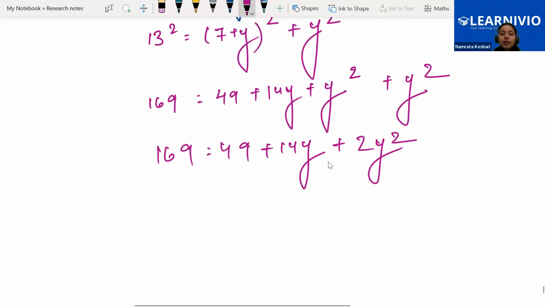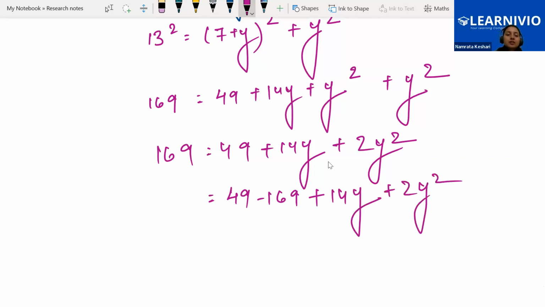Let's check what we are going to have as y. This 169 we can take to this side, so minus 169 will be there, plus 14y, plus 2y square. The other side is completely 0. That's what we try to maintain when we have a quadratic equation: either the left hand side or the right hand side, one side has to be 0.